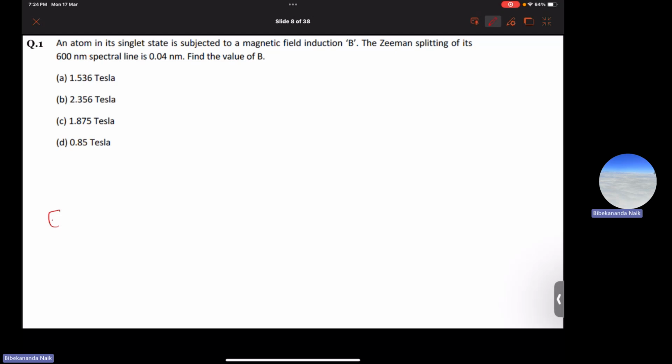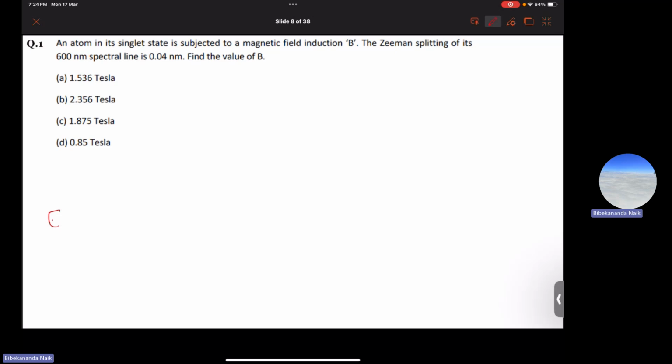The first problem says an atom in its singlet state is subjected to a magnetic field induction B. The Zeeman splitting of its 600 nanometer spectral line is 0.04 nanometer. Then find the value of B. Options are option A 1.536 Tesla, option B 2.356 Tesla, option C 1.875 Tesla, and option D 0.85 Tesla.